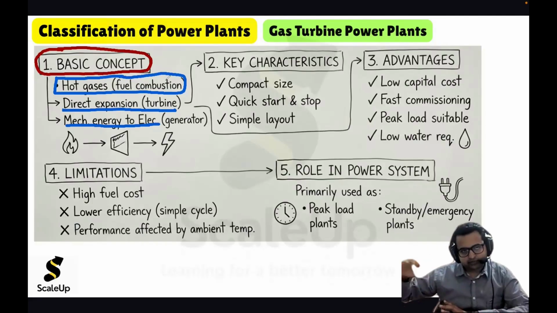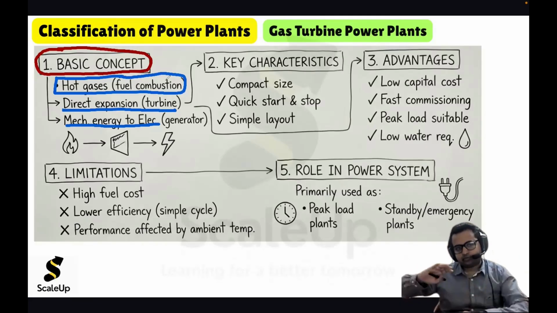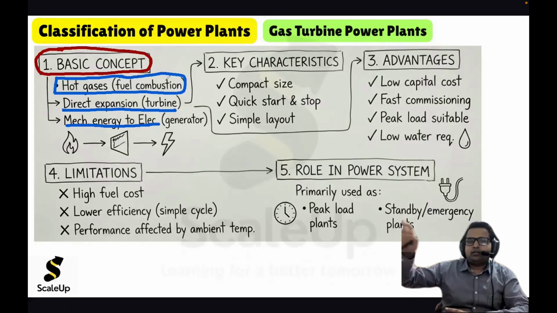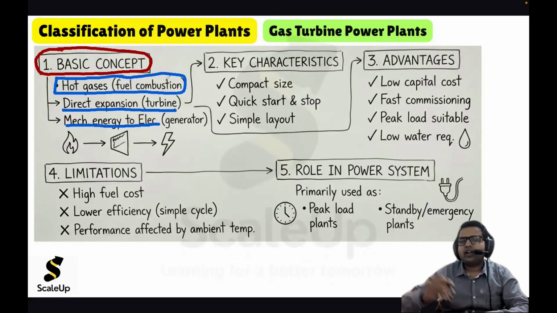Those hot gases, when they expand, will have kinetic energy. They will rotate the turbine, and the mechanical energy of the rotating turbine will get converted into electrical energy via the generator. So this is how gas turbine power plants work.